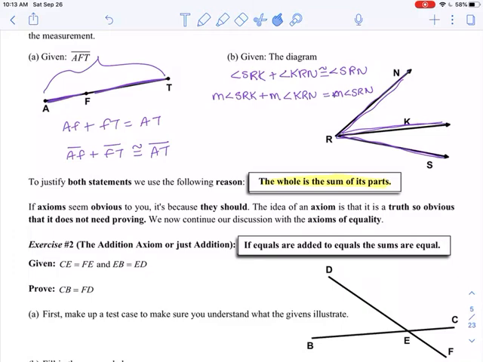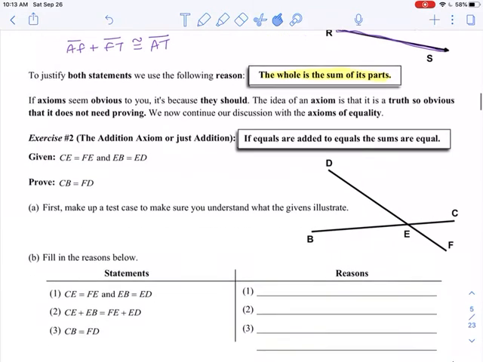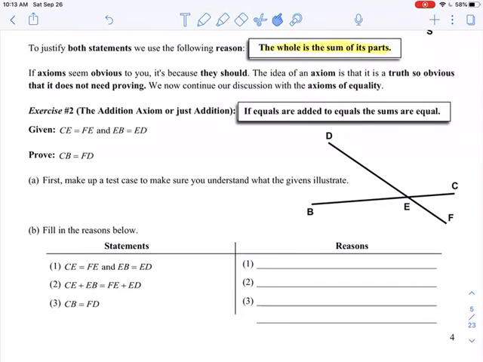We now continue our discussion with the axioms of equality. So in exercise 1, we're going to do the addition axiom, or we just really call it addition. And that says if equals are added to equals, the sums have to be equal. So we are given CE is equal to FE. Okay, so I'm going to mark that on my picture. CE is equal to FE. They look equal. And EB, which is this longer segment, is equal to ED, that longer segment.